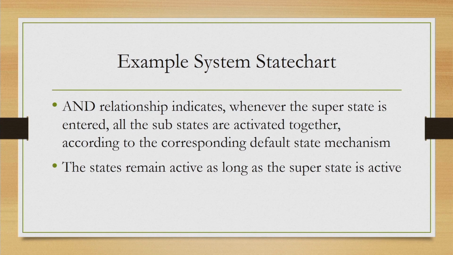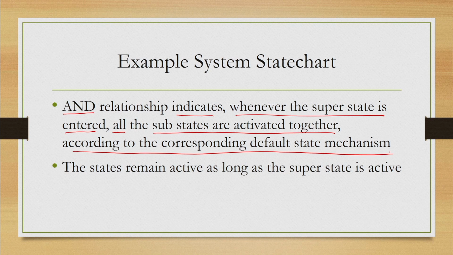So, first let us try to understand what this AND superstate is. The AND relationship between superstates indicates that whenever the superstate is entered, all the substates are activated together according to the corresponding default state mechanism, and the states remain active as long as the superstate is active.